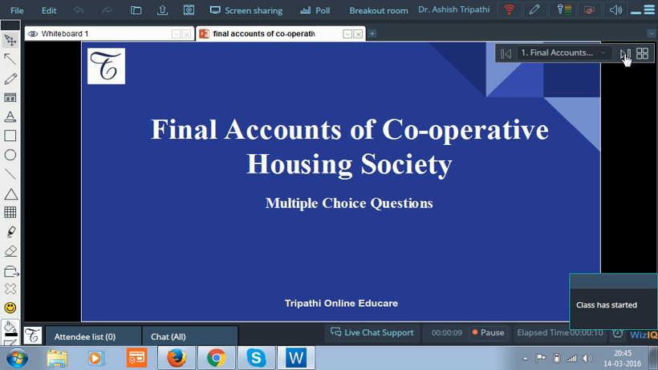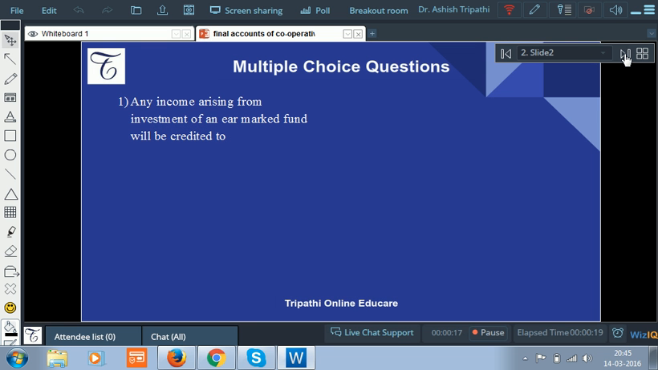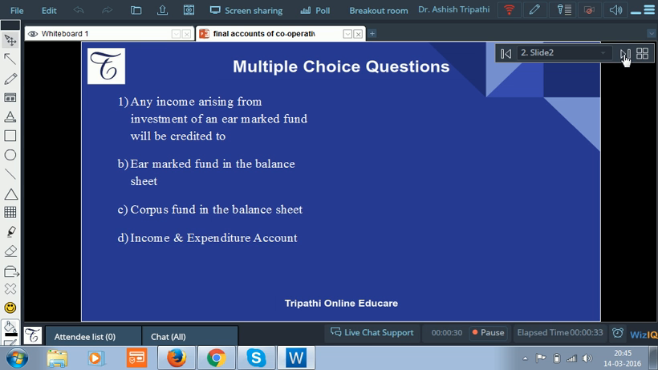Final account of cooperative housing society, multiple choice questions. First, any income arising from investment of an earmarked fund will be credited to: earmarked fund in the balance sheet, corpus fund in the balance sheet, income and expenditure account, receipt and payment account. And the correct answer is earmarked fund in the balance sheet.